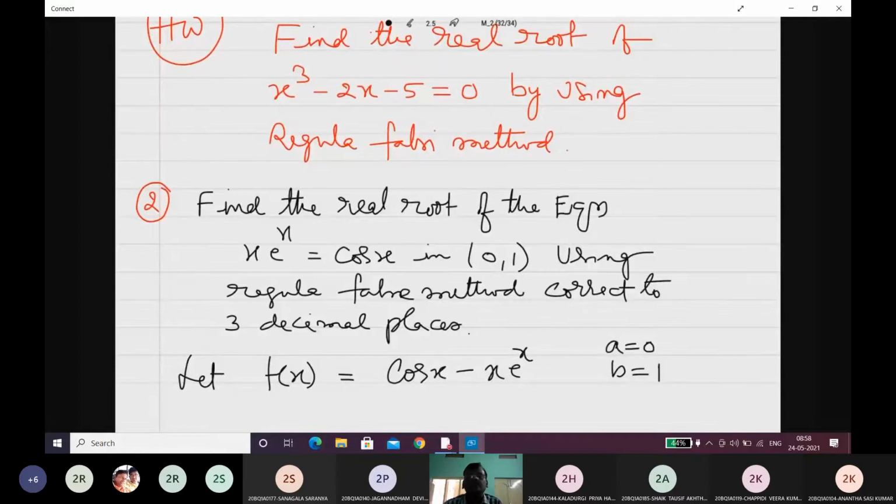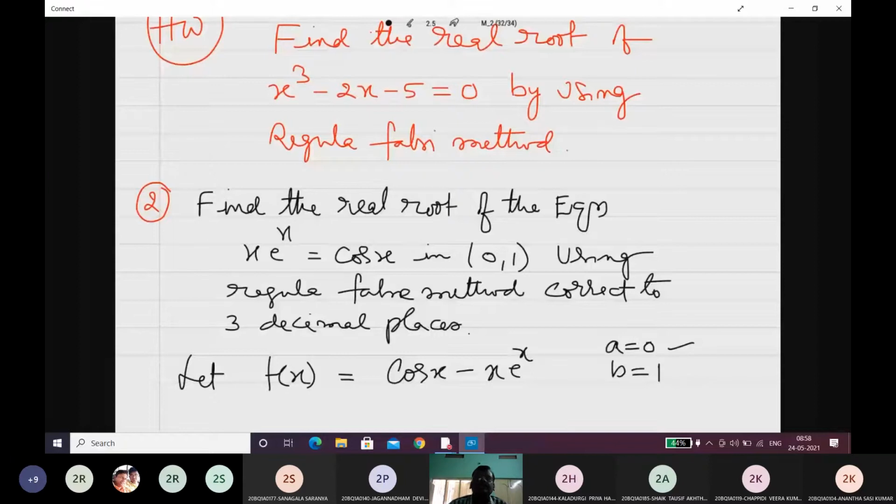Sometimes it is also possible to take f of x as x e power x minus cos x. No doubt, whichever way you take the function, it is defined in the open interval 0 and 1. Initially we are taking a is equal to 0 and b is equal to 1, which is given in the problem. If it is not given also, then initially we choose x is equal to 0 as the initial approximation, a equal to 0 and another one b is equal to 1.